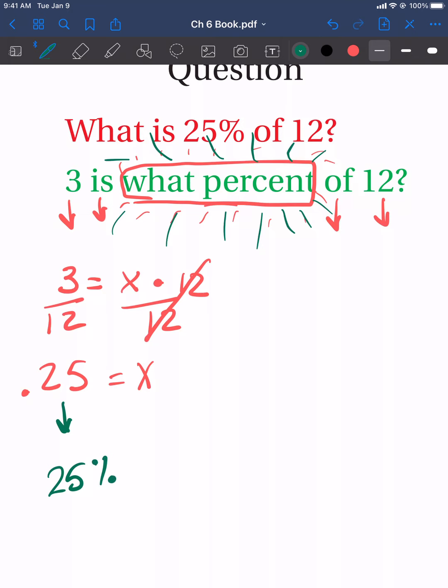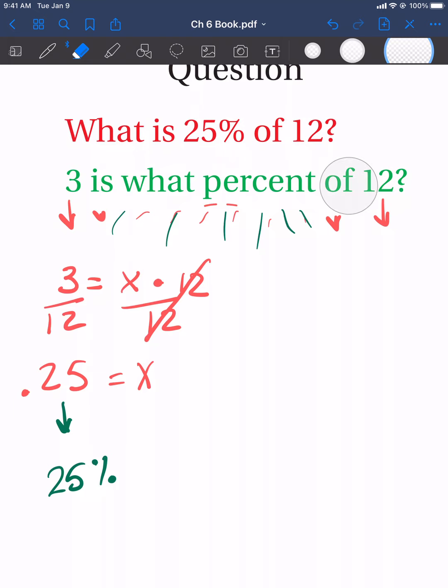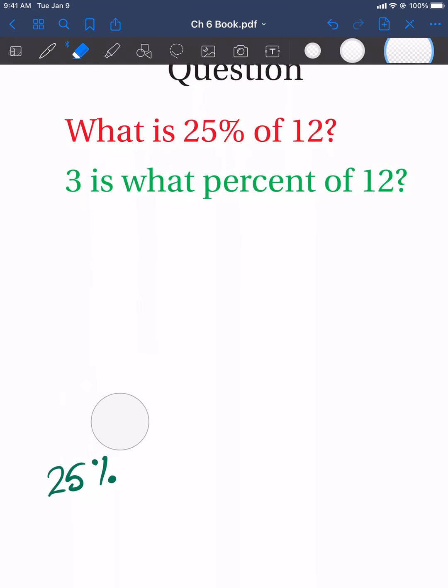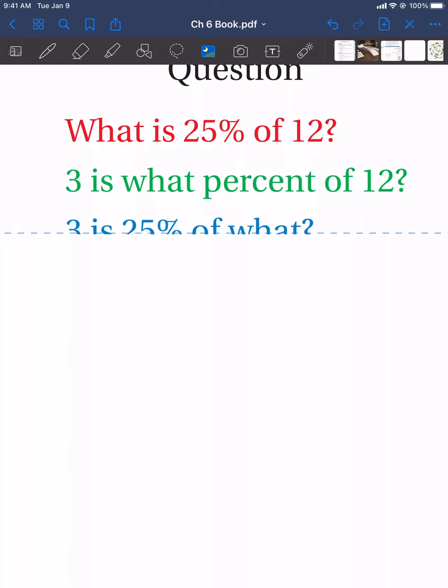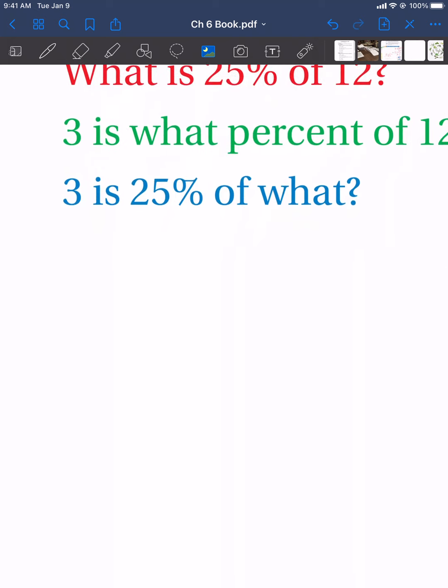25%. Okay? Basically, all you're doing is taking a question and learning how to create an equation from that question. Okay? Let's do another one. Let me grab my little sheet of paper and move it down. Okay. 3 is means equals. Bring down the 3. 3 is 25%.